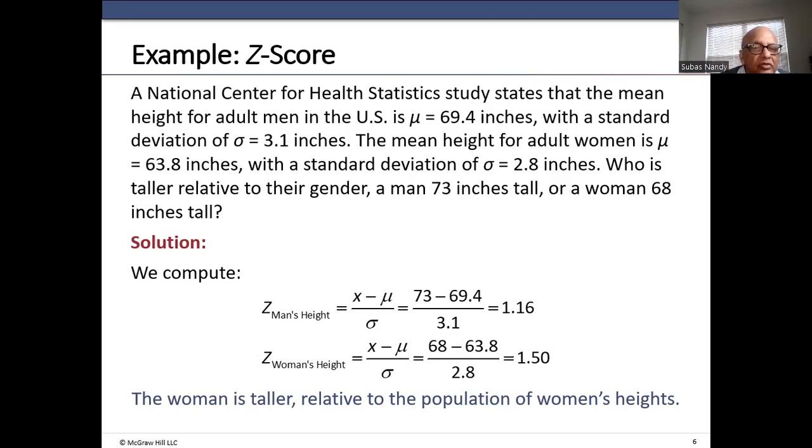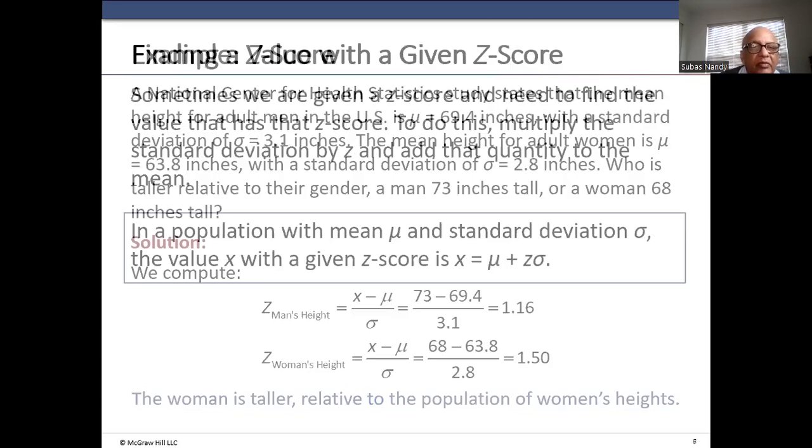Do the same calculation for women. The X value is 68, the mean is 63.8, the standard deviation is 2.8, and the Z-score for a woman with a height of 68 is 1.5. That means the X value of 68 is located 1.5 standard deviations above the mean. So on a Z-scale, the woman's height is taller, because the Z-score is higher.